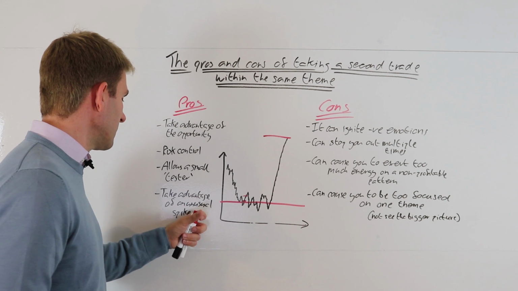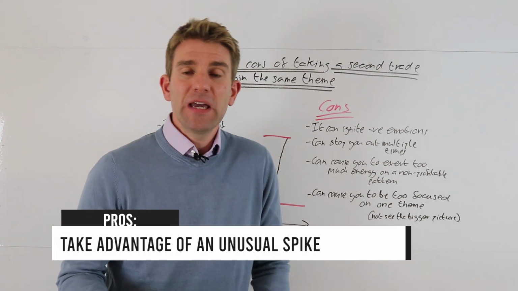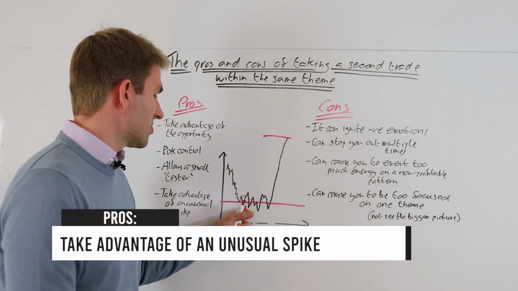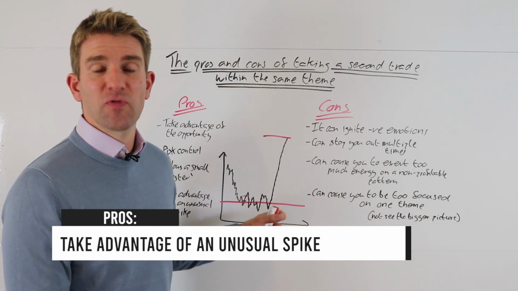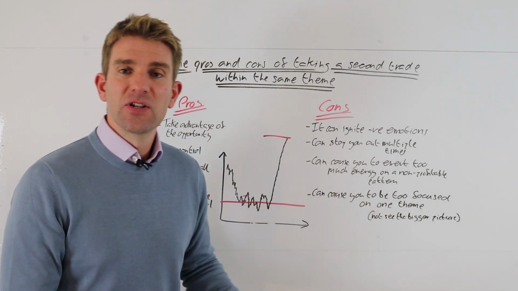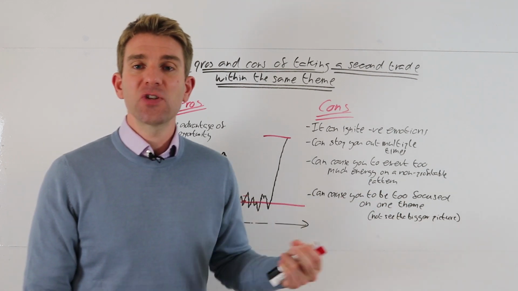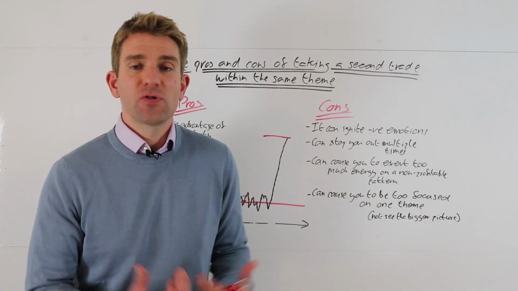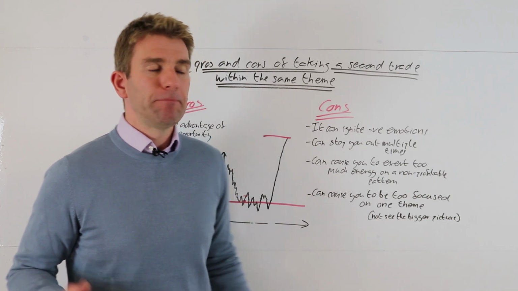And the final thing is take advantage of an unusual spike. In other words, maybe you get stopped out by a spike to the lows because you've got a stop under here, but then it comes right back up again. So you're back into it. It allows you to go back into a trade that might just have pinged you out because of a bit of noise and your stop was a little bit too tight.